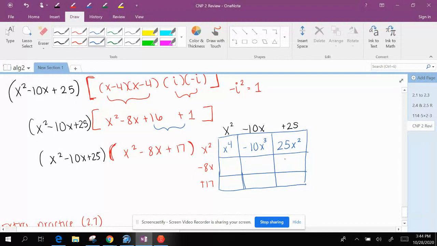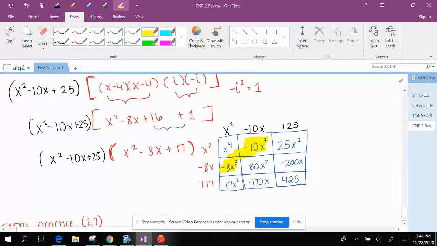Now I'm going to do the second column and row. x squared times negative 8x is negative 8x cubed. Negative 10 times negative 8 is positive 80x squared. 25 times negative 8 is negative 200x. And last column and row, I have 17x squared, negative 170x, and then I have this constant here, which is 425.